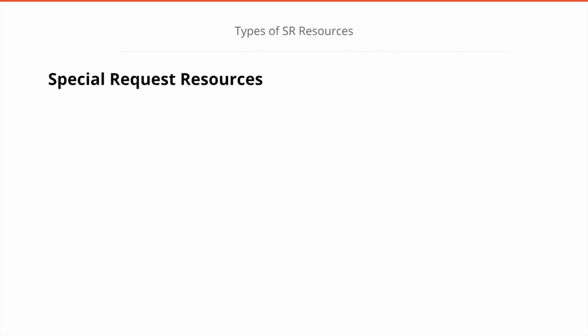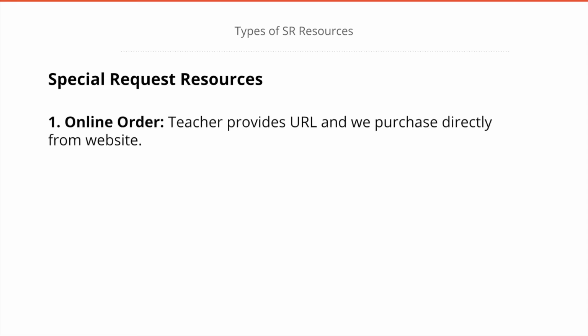There are two types of special request resources that you could see, and we'll treat both of them a little differently. The two types of special request resources are online orders. This is when the teacher provides us with a URL or a link to a website, and our team will purchase the item directly from the website. An example of an online order would be a science kit from an outside vendor.